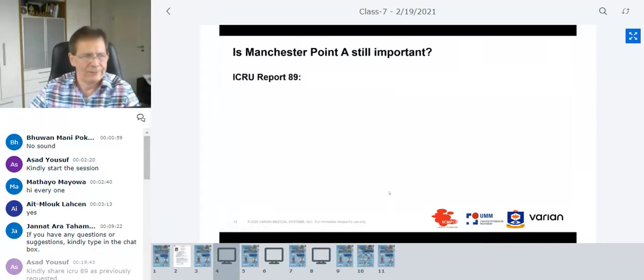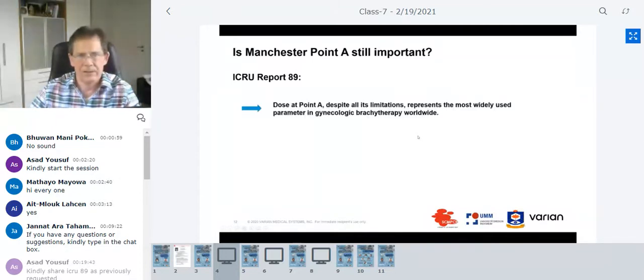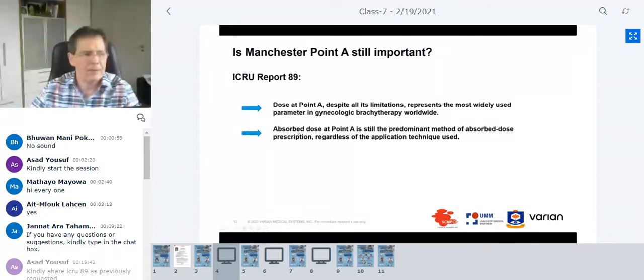However, if you look at ICRU report 89, there are two very important statements. The first one is: the dose at point A, despite all its limitations, represents the most widely used parameter in gynae brachytherapy worldwide. And in addition, the absorbed dose at point A is still the predominant method of absorbed dose prescription, regardless of the application technique used. So regardless of what kind of applicator you are using, we still want to have this normalized to point A. Of course, it will change if we go into interstitial planning, then point A really loses its meaning. And we will see that in the practical session, where I show you how to plan with this.